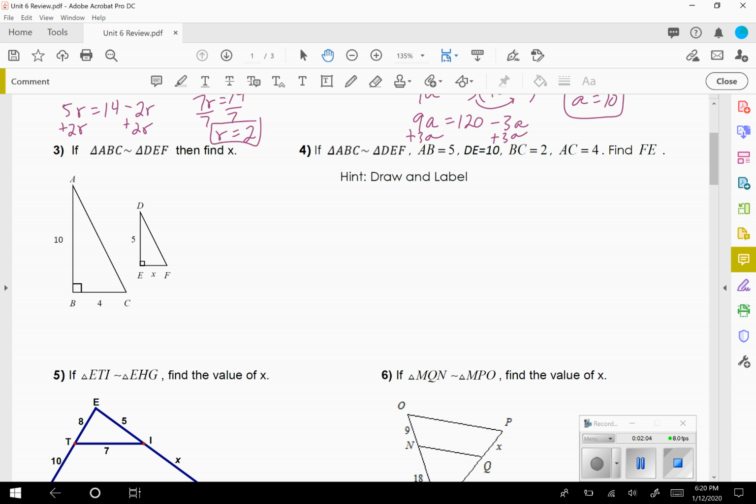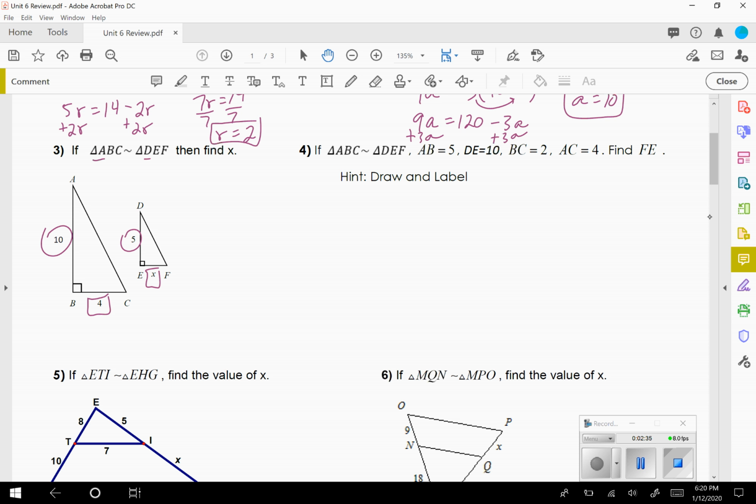So, question number 3. It says if triangle ABC is similar to triangle DEF, then find x. Okay, remember similar. We have to set up our proportions. So this 10 is going to match with the 5, and the 4 is going to match with the x. Because we know this because we have to use the names here. So like A matches with D, okay? B with E, and C matches with F, so they're like in the same position. So we know that those sides match up.